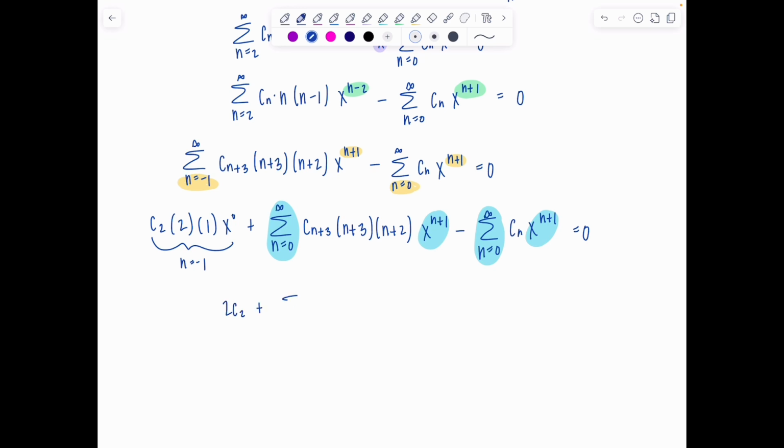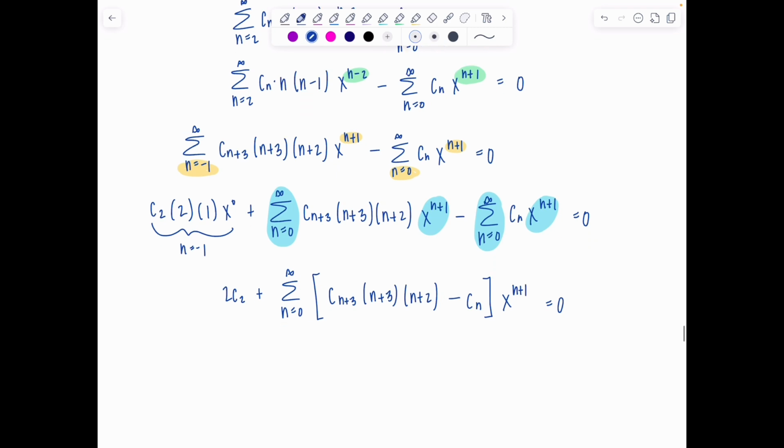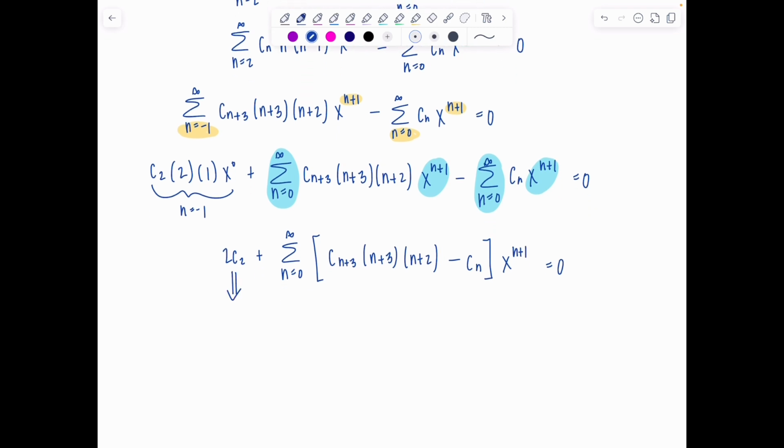Plus, then we have the sum, n equals 0 to infinity. Let me put all the coefficients together. So c sub n plus 3 times n plus 3 times n plus 2 minus c sub n times x to the n plus 1 is 0. How are we doing? Okay, good. Now, in order for all of this to be 0, because x cannot be 0, that means this coefficient must be 0. So c2 is 0.